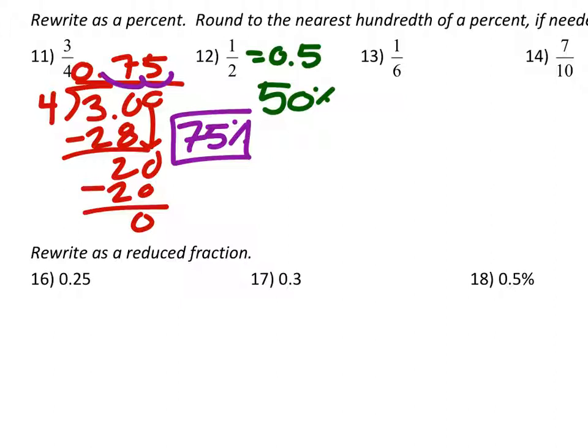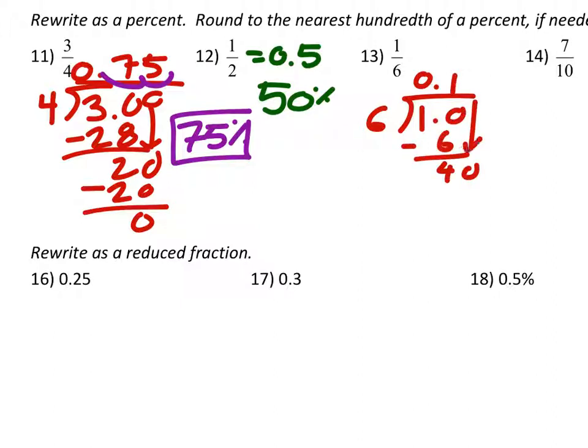13, though, this one we will have to round to the nearest hundredth of a percent because this one will repeat. So we got 1 divided by 6. 6 doesn't go into 1, but it will go into 10 once. Minus a 6, we got a 4, drop the 0. And it will go into 46 times. So 36. And this has a 4 that's repeating now right here. So it's just going to be a bunch of 6s.